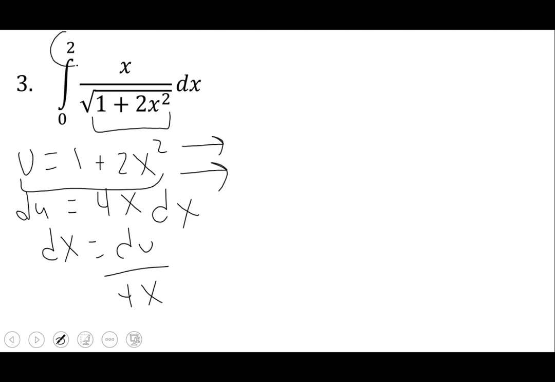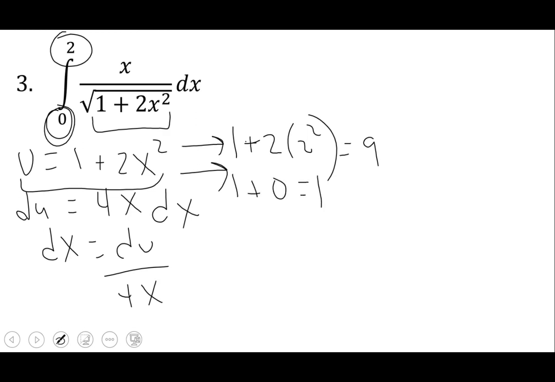So let's go ahead and start by plugging in the top number, which is 2. That's going to give me 1 plus 2 times 2 squared. 2 squared is 4 times 2 is 8. Plus 1 is 9. If I plug in the lower value, which is 0, I'm going to get 1 plus 0, which is 1. Now that I have my new bounds for u, I'm going to rewrite the problem.